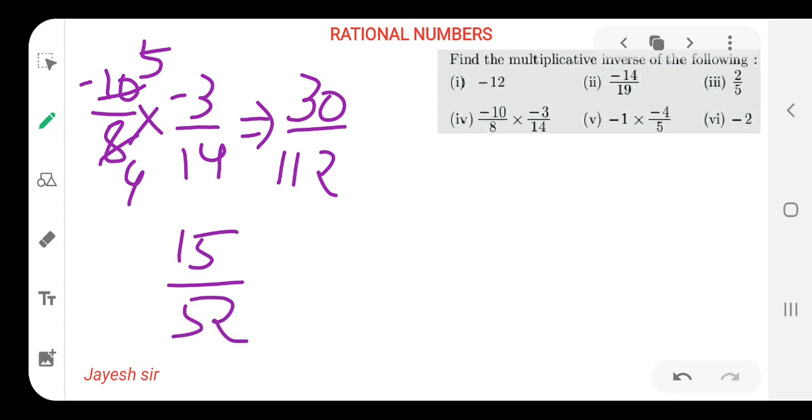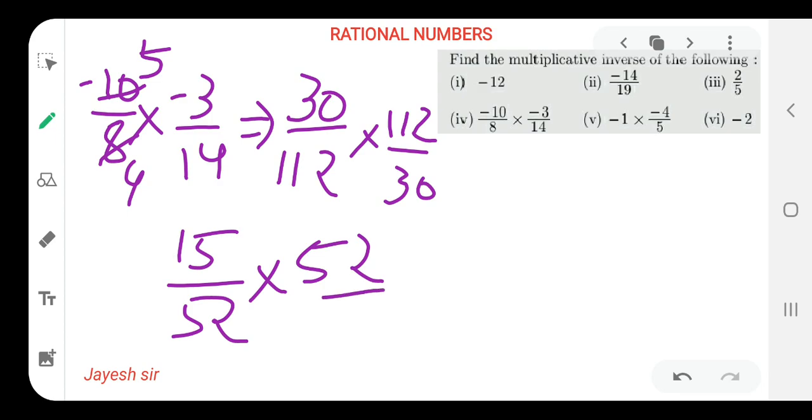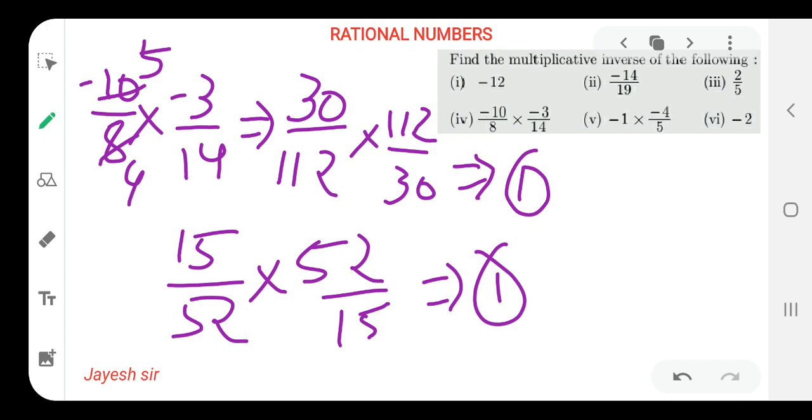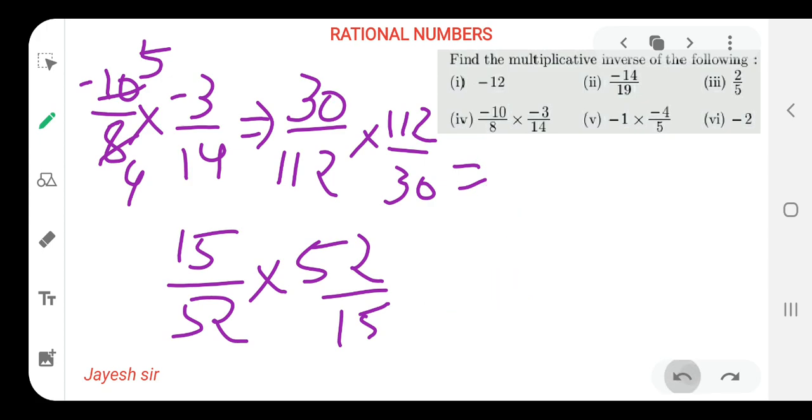So what should be multiplied with it? It should be multiplied with 112 by 30, and this should be multiplied by 52 upon 15. But in multiplicative inverse, we are supposed to solve and show that the answer is 1. Here also we can show that the answer is 1. So here our sum is complete. Both the methods are correct, friends. You can do whichever method you prefer the most.